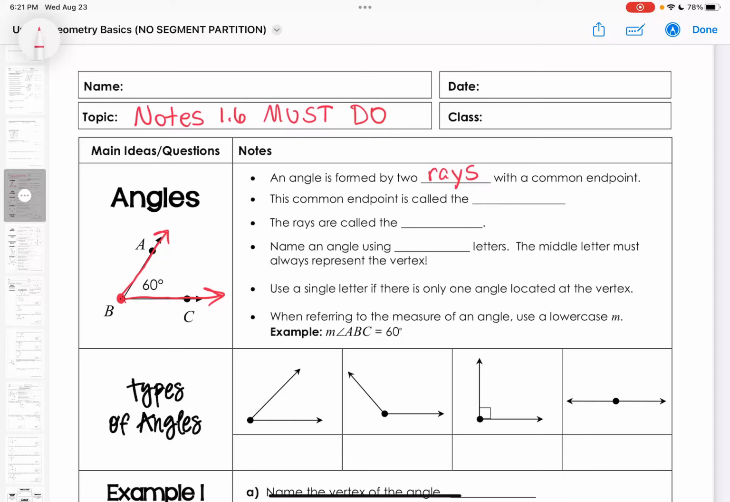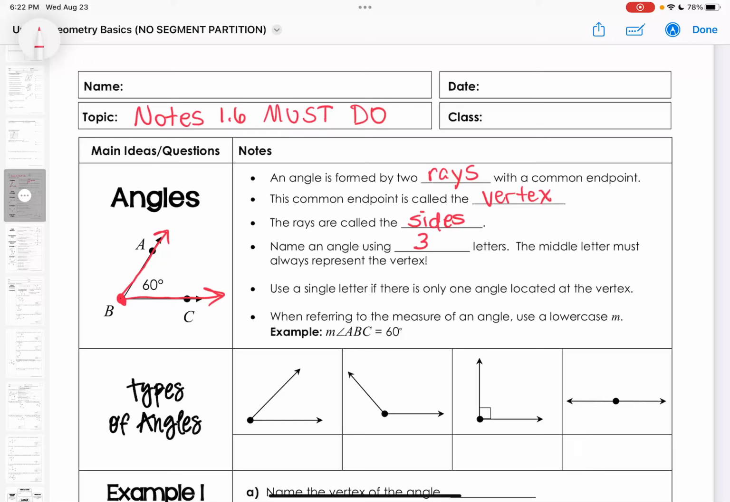So the common endpoint down here at B is called the vertex. The rays are called the sides of the angles. Now remember, we name a line using two letters. We name the ray using two letters. Now we're going to name an angle using three letters. And the middle letter has to be the one that represents the vertex.